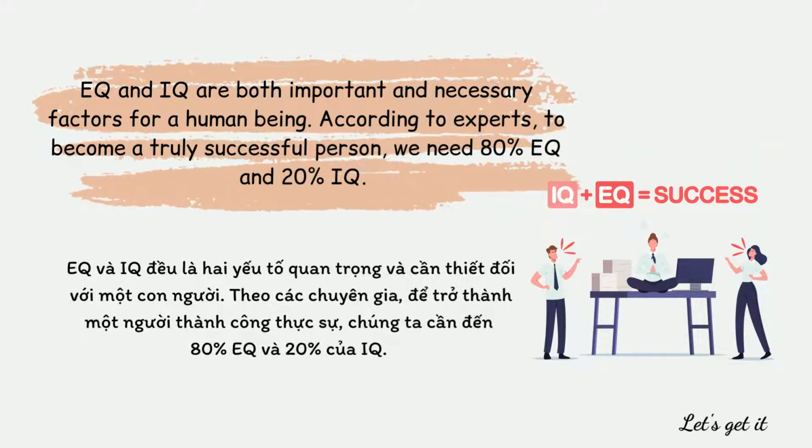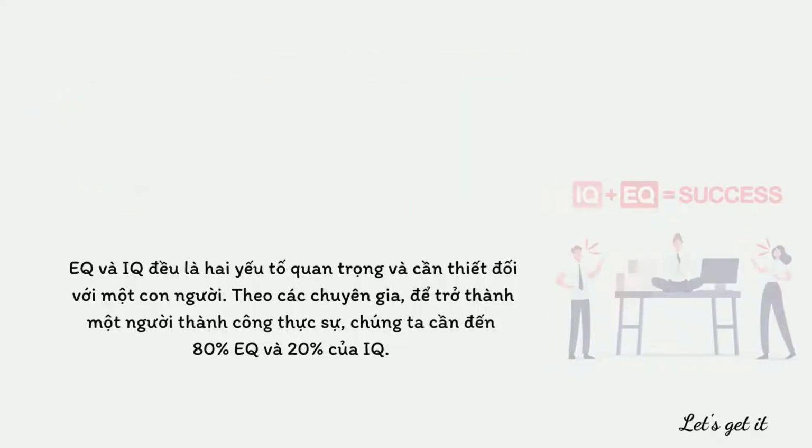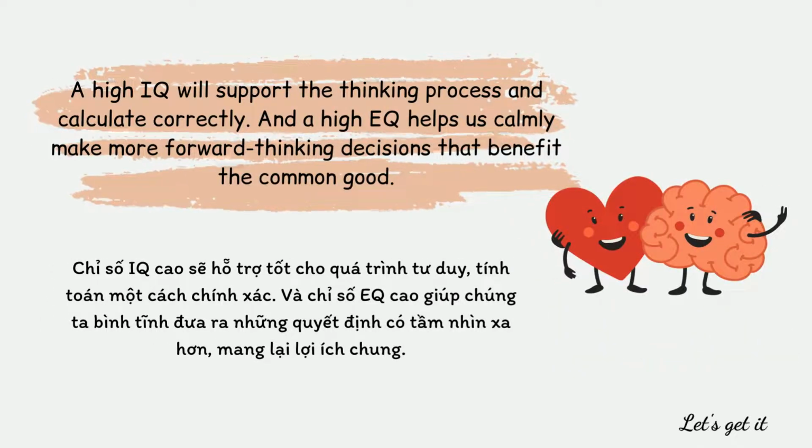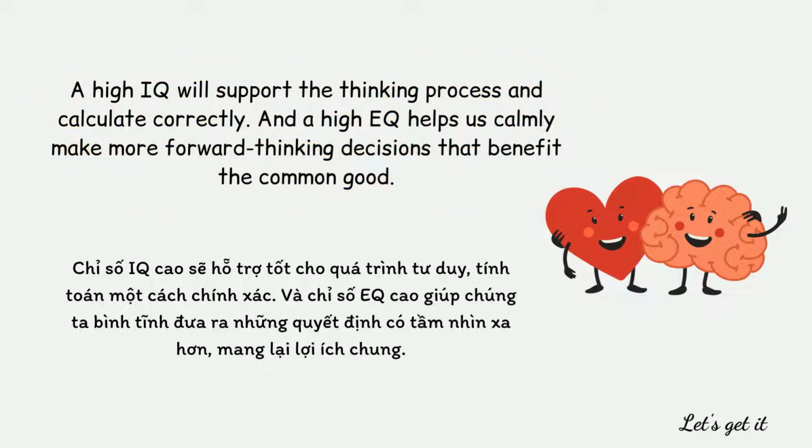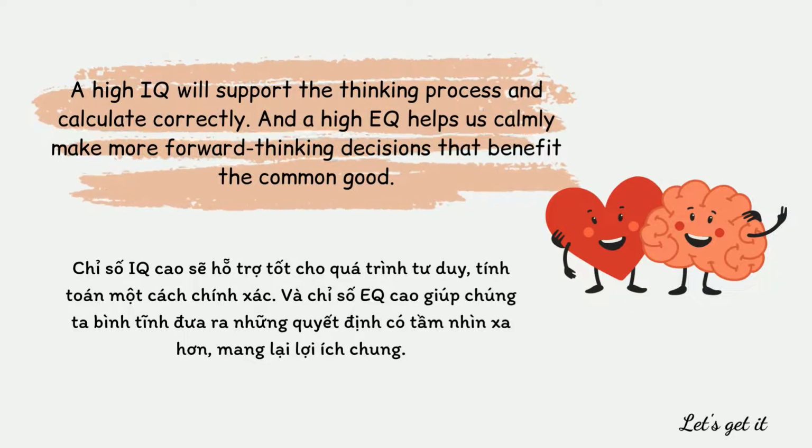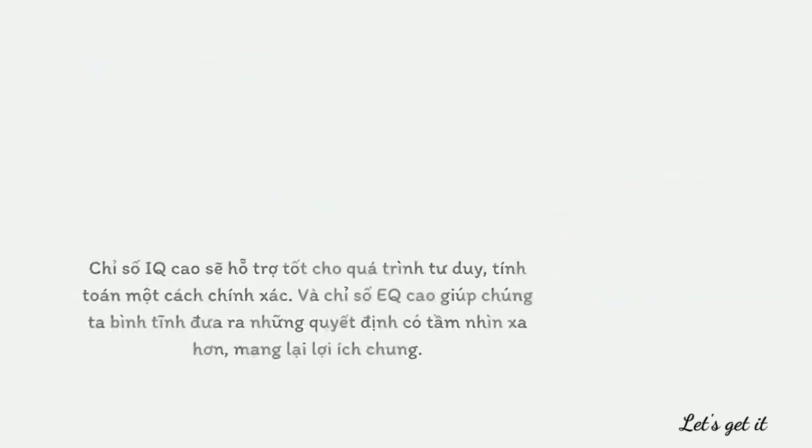EQ and IQ are both important and necessary factors for a human being. According to experts, to become a truly successful person, we need 80% EQ and 20% IQ. A high IQ will support the thinking process and calculate correctly. And a high EQ helps us calmly make more forward-thinking decisions that benefit the common good.